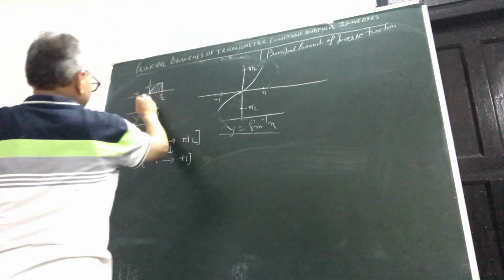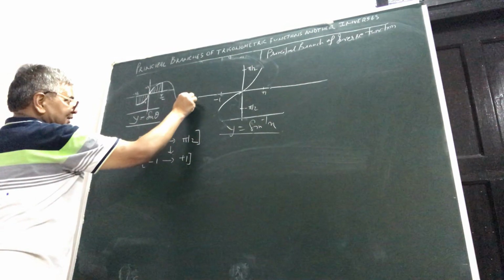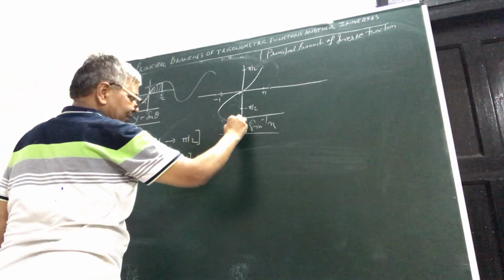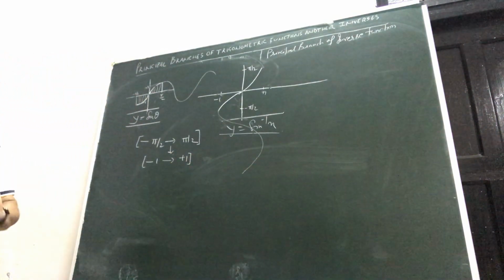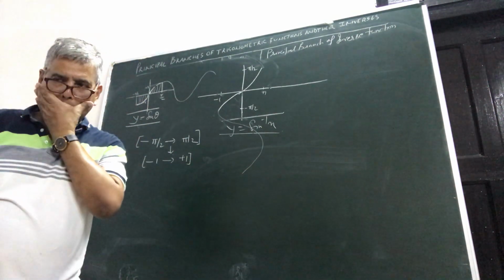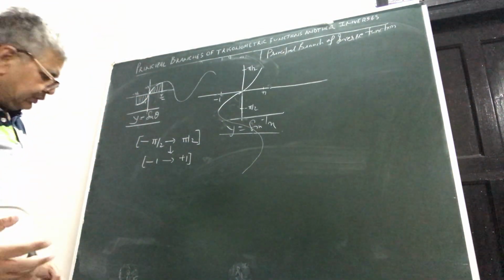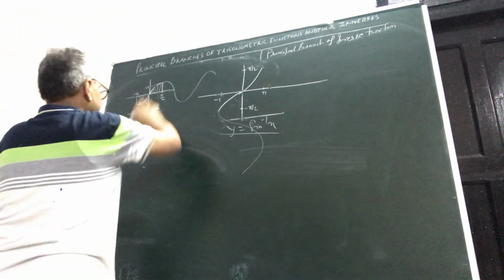Just like for sin x, if you want to do it, you will bring it back to pi by 2 and so on. Likewise here also you can come like this, but that is not required. So now we will see the curve of the cos inverse x function.